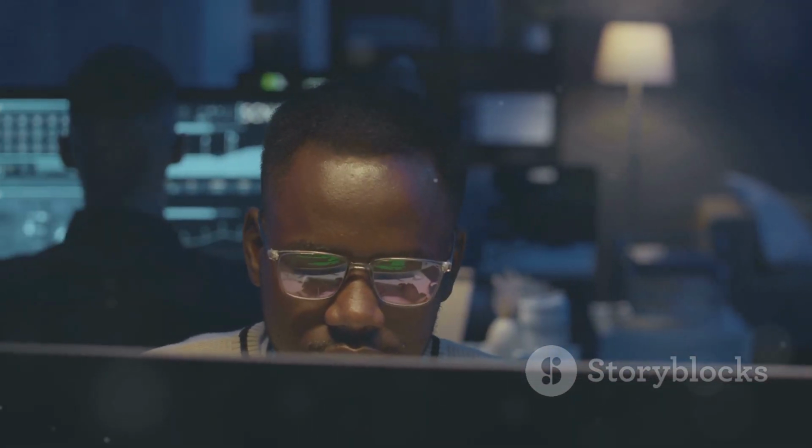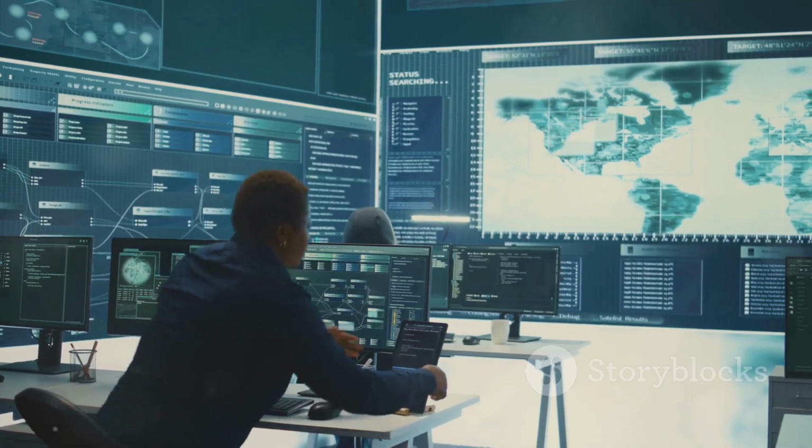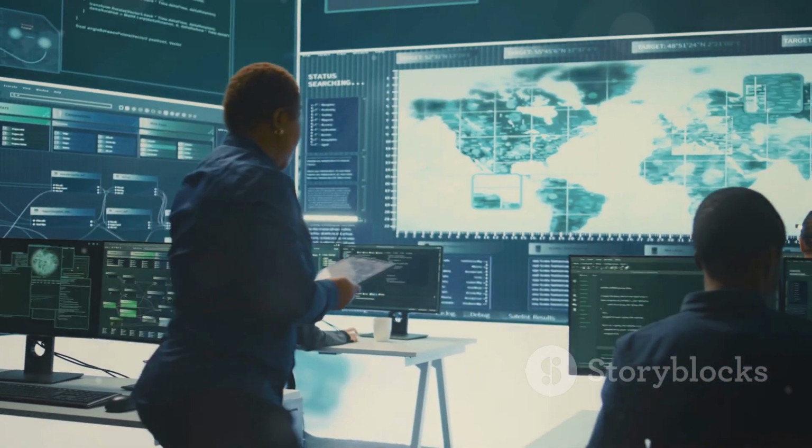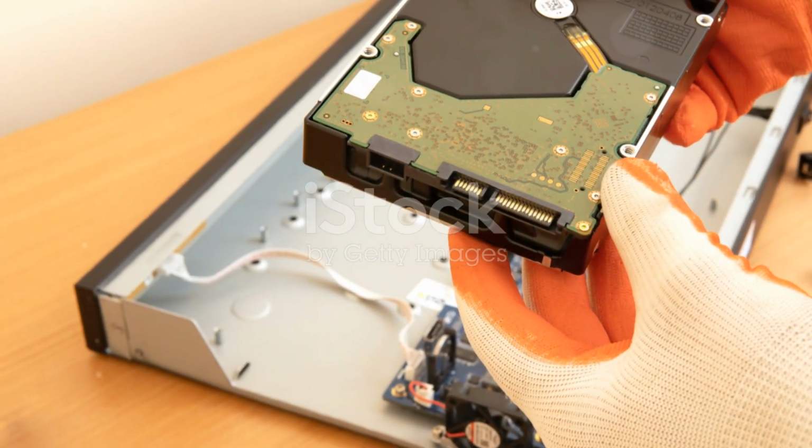A. Use strong encryption, like WPA2 or WPA3, set a strong password, enable MAC address filtering, and hide the SSID if possible. Question 27.